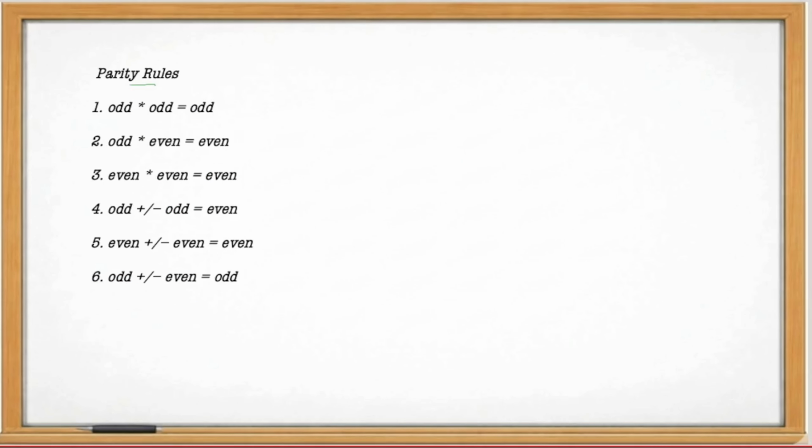Parity rule. See, the first rule is when you multiply two odd numbers, we get the result as an odd number. For example, 5 into 7, the result is 35, which is an odd number. Now, second rule, if you multiply an odd number with an even number, the result is even. 7 into 4, which is equal to 28. Here, this number is even. So, when you multiply an odd number with an even number, we'll get the result as even.